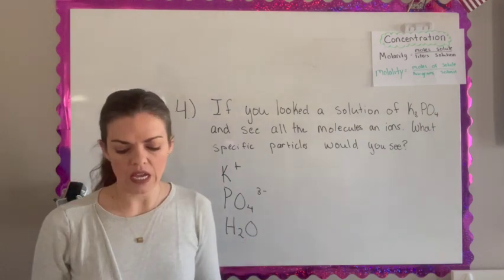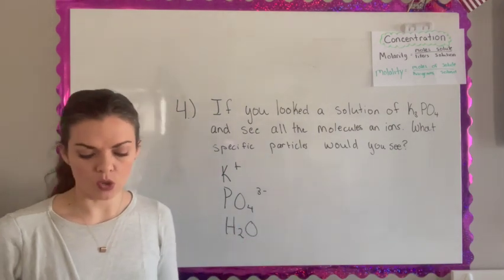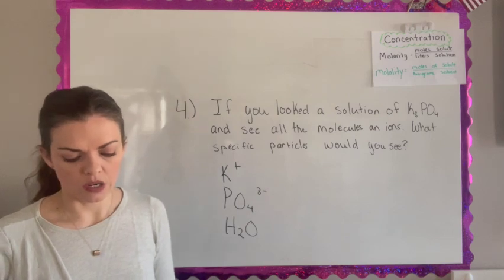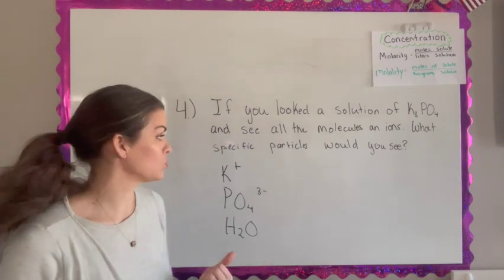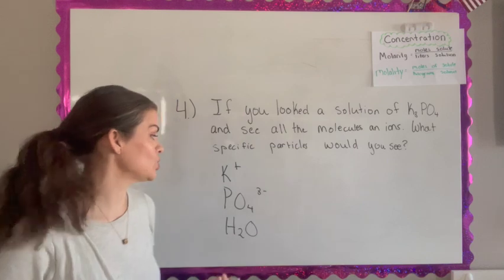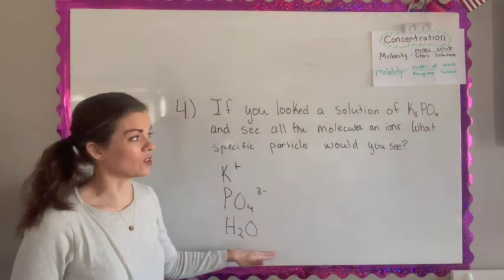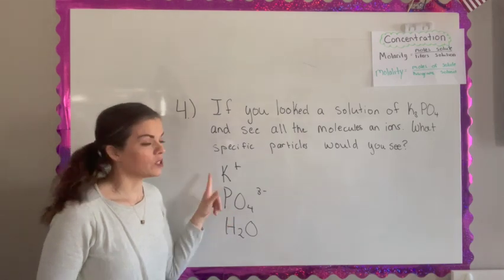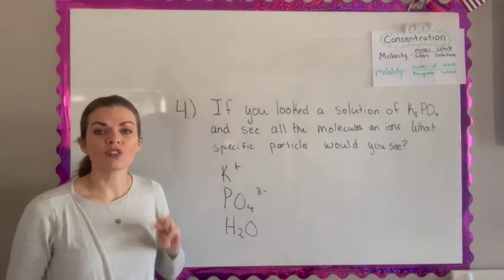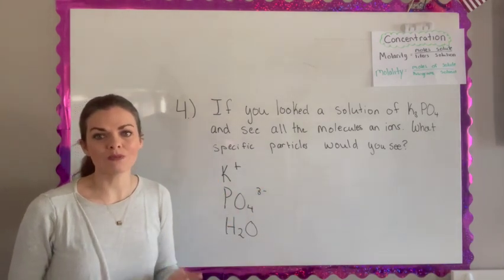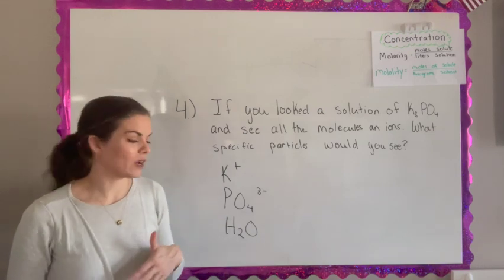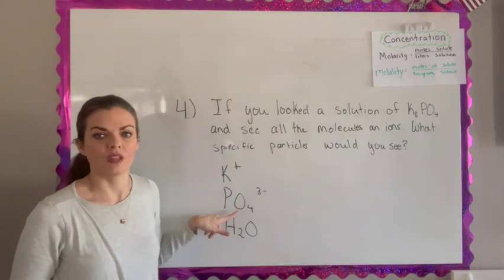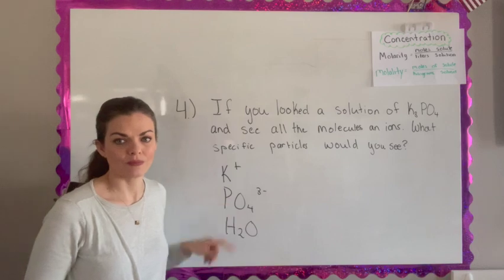The question then goes on to ask what is going to make up most of the solution and what is going to make up the least in the solution. The most thing I have in this solution is water, right? And the least is going to be phosphate, because if you look at your compound, you have 3 times as many potassiums as you have phosphates floating around. So water is the most, and phosphate is the least.